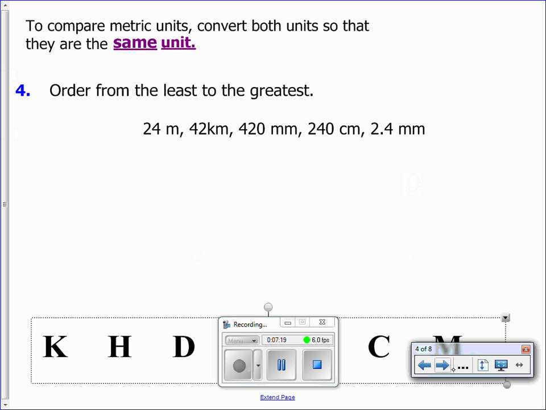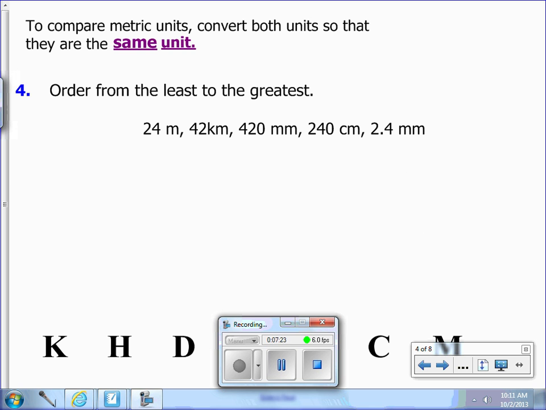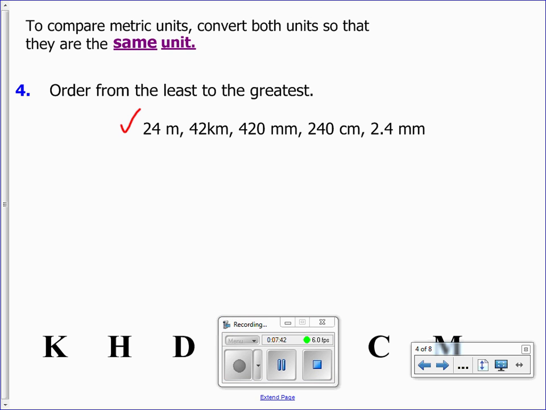Now we're going to compare these units. In doing so, we're going to convert them to the same unit. So let's convert them all to the unit of meters, and then order them from least to greatest. But then your final answer needs to be in the original format, so it needs to match up from least to greatest in the original format.